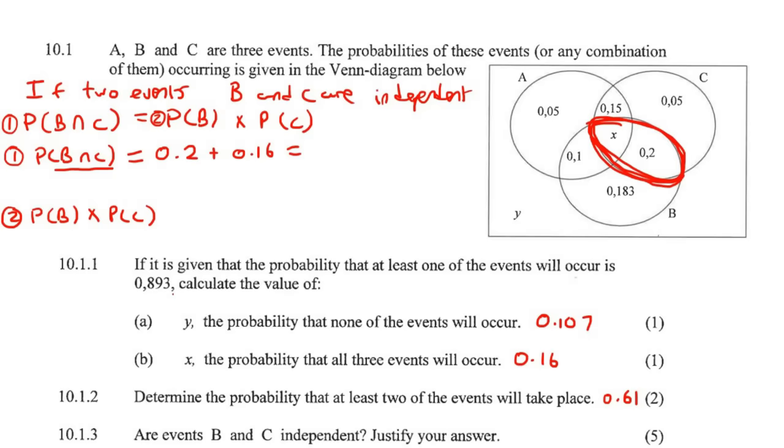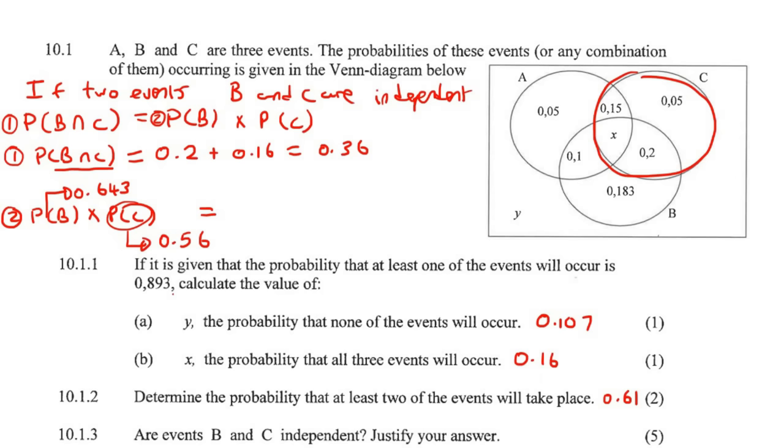Now we're going to go do this. When they say P of B, they mean the whole of B. So that's the whole of B, okay? Let's just quickly say here, P of B would be 0.16 plus 0.1 plus 0.183 plus 0.2. And that's going to be 0.643. Then the P of C, so that's the whole of C, would be all of that. And so that's going to be 0.16 plus 0.2 plus 0.05 plus 0.15. And that'll give us 0.56. We're then going to multiply those two values together.